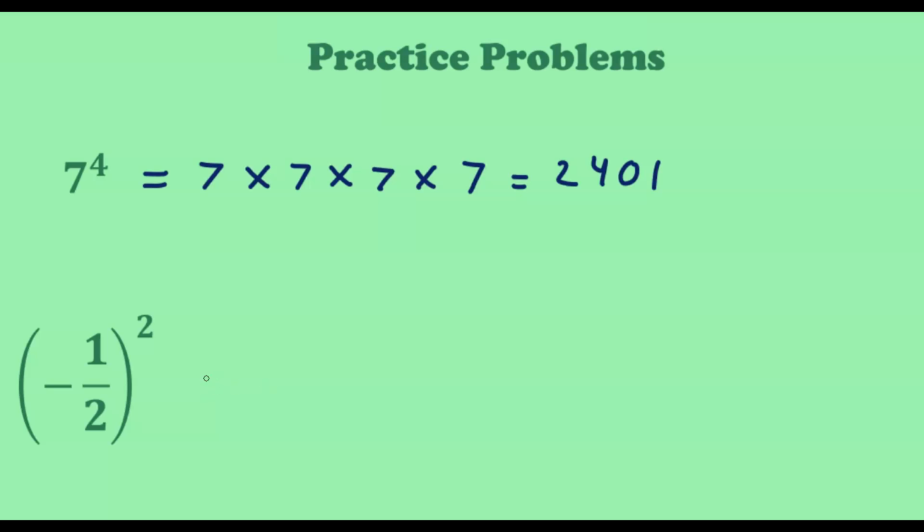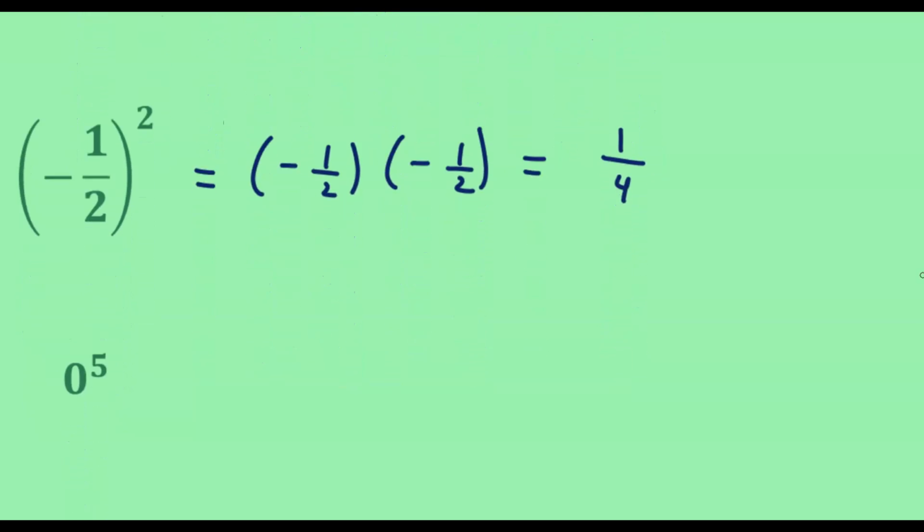Next, we have negative half raised to the power of 2. That is negative half squared. Now, this will just be negative half multiplied by itself a total of 2 times. So we have negative half times negative half, and that is equal to 1 divided by 4. Now the next one we have is 0 to the power of 5. So we need to multiply 0 by itself a total of 5 times. So we have 0 times 0 times 0 times 0 times 0, and that is just going to be equal to 0.